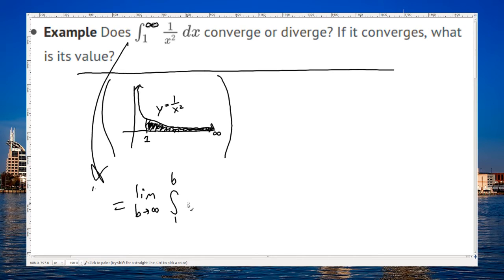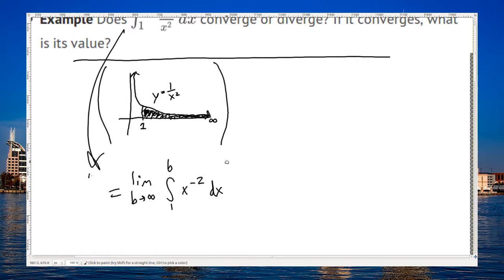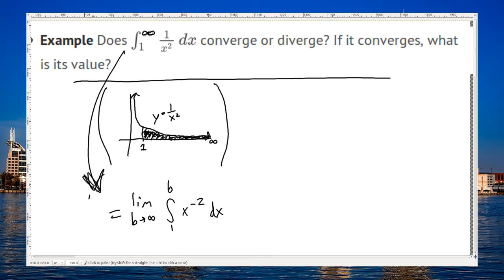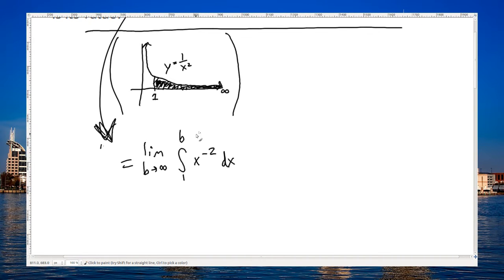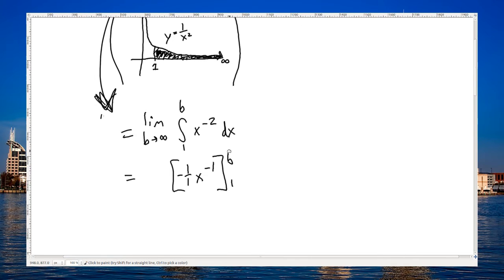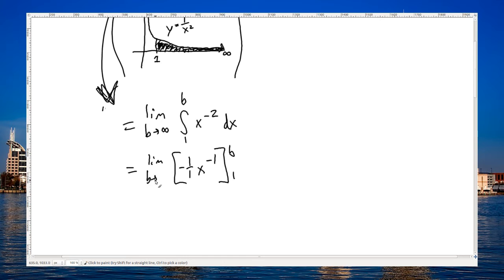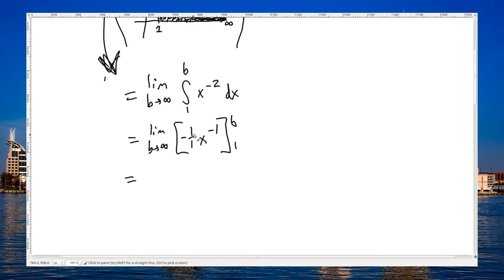So the limit from 1 to b of, and I can write that as x to the negative 2, that'll be easier to integrate. And I have to do that first step, changing the infinity to a b, because I can't plug in infinity. That doesn't make any sense. So let's take a look. If I integrate x to the negative 2, I increase the power by 1. I multiply by the multiplicative inverse from 1 to b. Still got to take the limit as b goes to infinity. And then 1 over 1, of course, is nothing. It's just negative 1 over x.